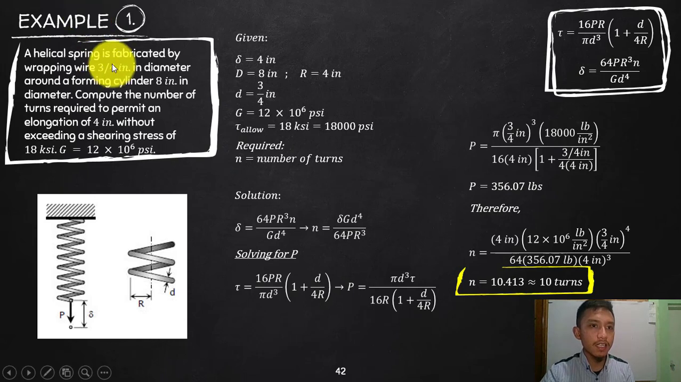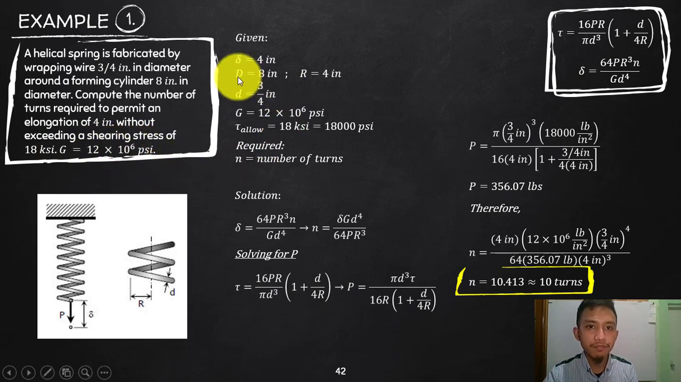A helical spring is fabricated by wrapping a wire of 3/4 inch in diameter around a forming cylinder 8 inches in diameter. Compute the number of turns required to permit an elongation of 4 inches without exceeding a shearing stress of 18 ksi, and G is 12 times 10 raised to 6 psi. So that is the given for our problem.